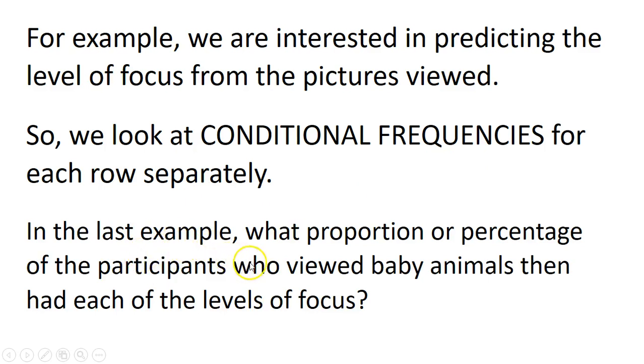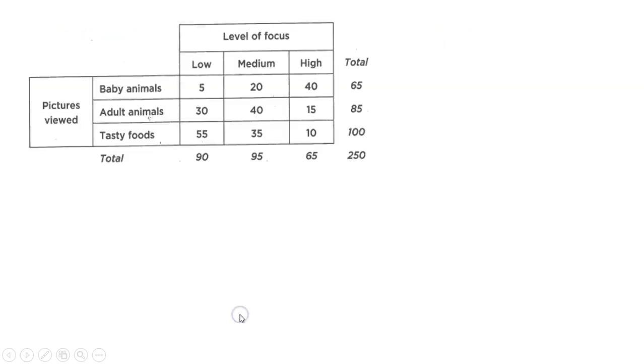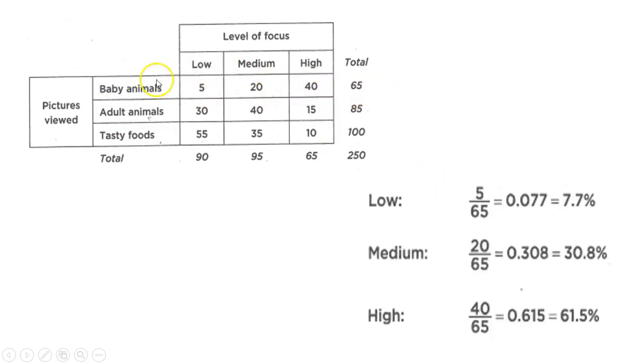In the last example, what proportion or percentage of the participants who viewed baby animals then had each of the levels of focus? So they first viewed baby animals and had these levels of focus. For baby animals, the total is 65. So it's 5 over 65, 20 over 65, 40 over 65.